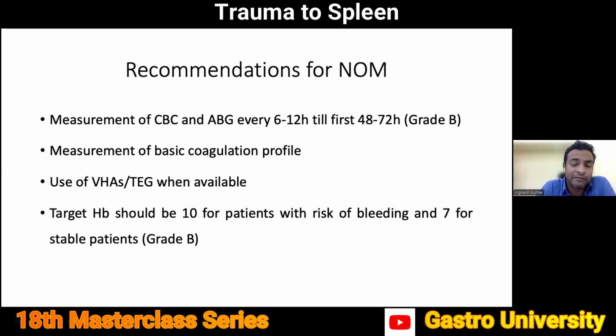It may be worthwhile to have basic coagulation profiles with you. If your institute has viscoelastic assays like TEG or ROTEM available, it will be good to have them so that product-specific transfusion can be matched to the patient. Target hemoglobins are again old recommendations: 10 for patients who are hemodynamically stable, 10 for patients who have risk of bleeding, and a hemoglobin of more than 7 for those who are hemodynamically stable.